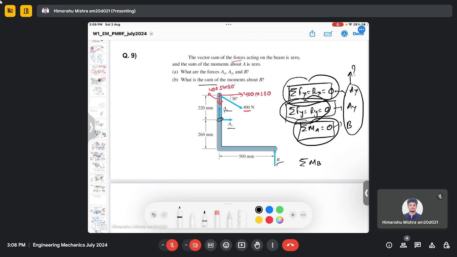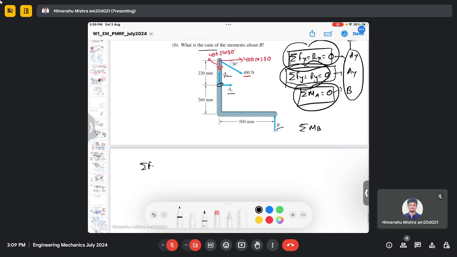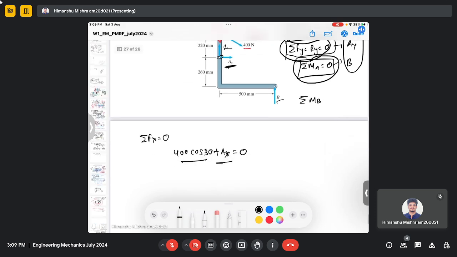So if I take the summation of force along x direction, which is 0 as given in the question, then we have 400 cos 30 plus Ax equals to 0. So these are the only two horizontal forces we have, Ax and 400 cos 30. So this is equation 1.